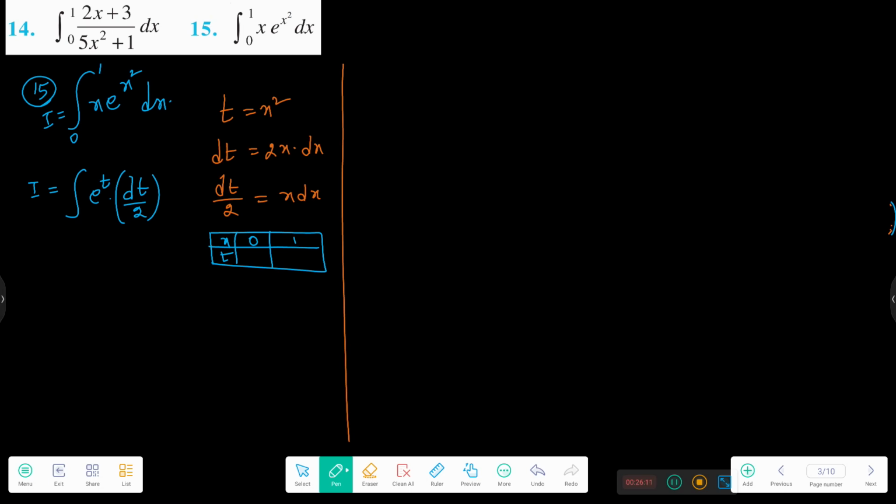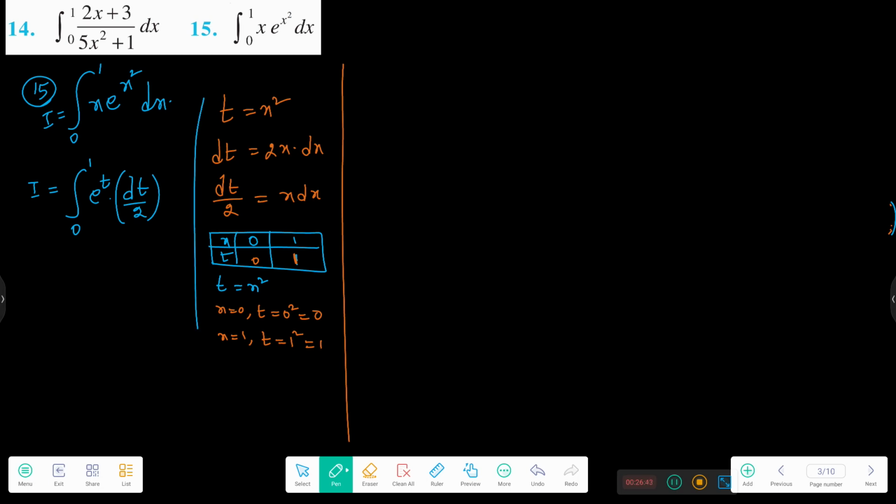Children, listen carefully. We know t equals x². If x equals 0, t equals 0 squared, which is 0. If x equals 1, t equals 1 squared, which is 1. So the limits for t are also 0 to 1, no change. Only for this question there is no change; in most questions the limits will change totally. Be careful.